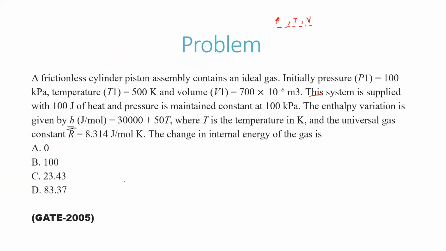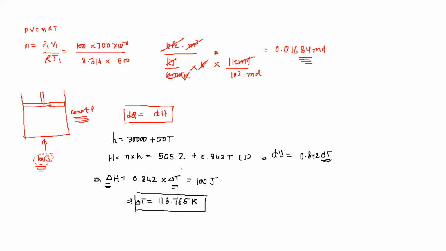Now they are asking you to calculate the change in internal energy. So for change in internal energy, we have already seen in the mathematical expression of thermodynamics that H is equal to U plus PV. Hence, at constant pressure, delta H can be written as delta U plus P delta V at constant pressure.